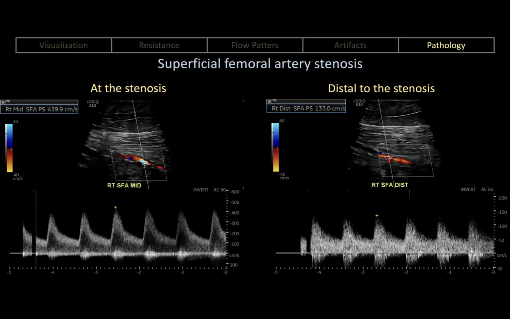Here's another example, superficial femoral artery stenosis. Again, the same pattern where you get high velocity plug or laminar waveform right at the area of stenosis, and then we have this vibration artifact, and then as we go more distally we see this turbulent waveform pattern.